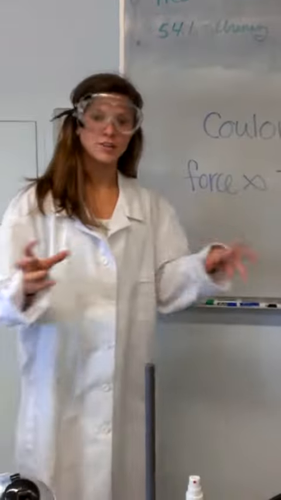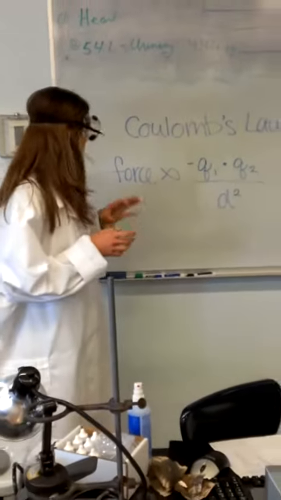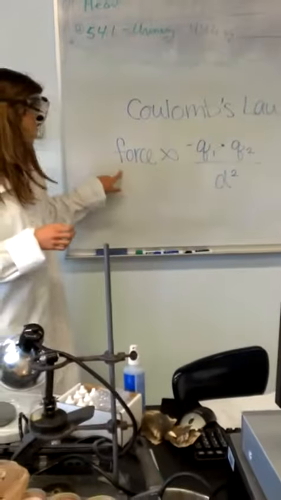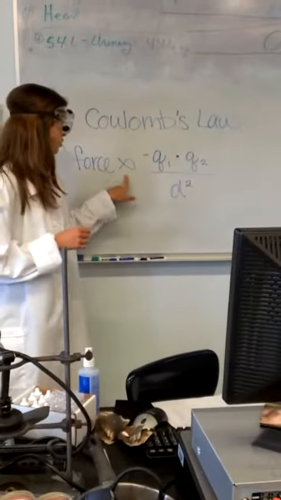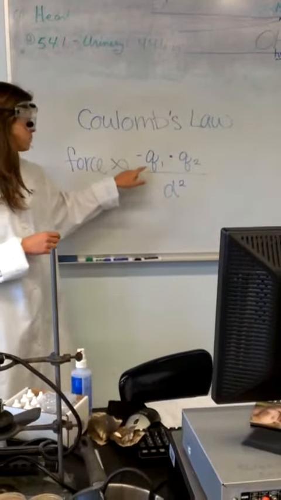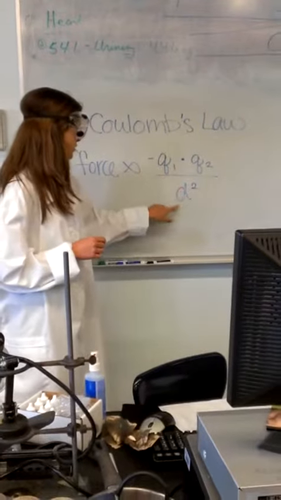Coulomb's law, like Ellie talked about, is the intramolecular force that keeps both the cation and the anion together. So this means that the force between the two, the cation and the anion, is proportional to -1 times the charge of the anion times the charge of the cation over the distance squared.